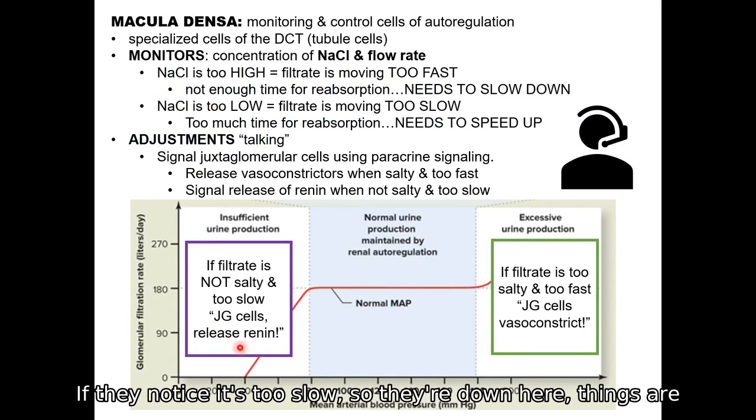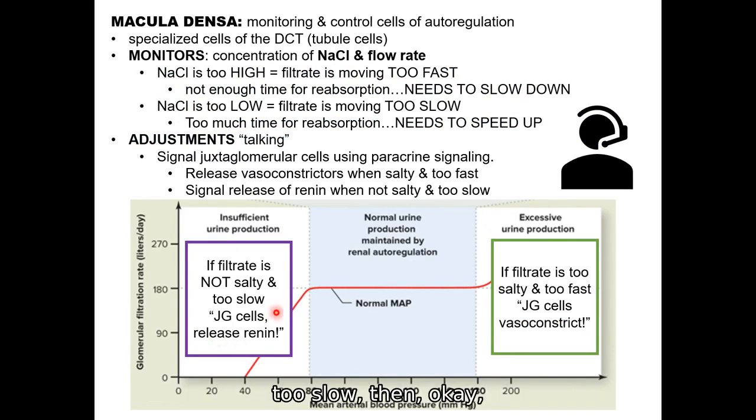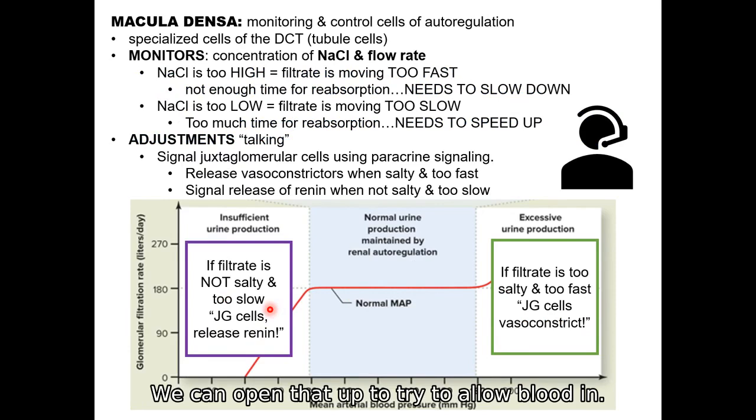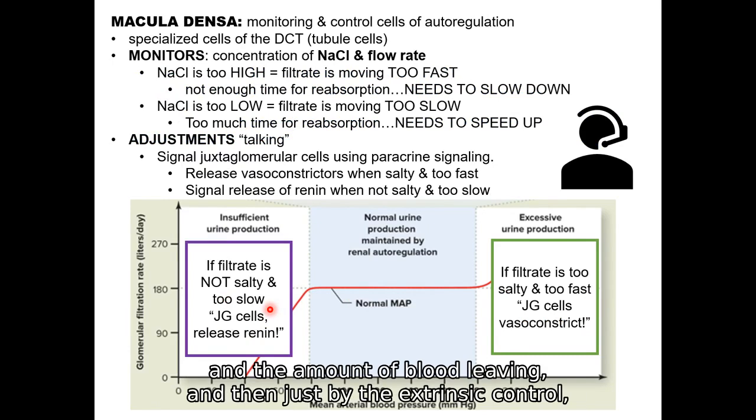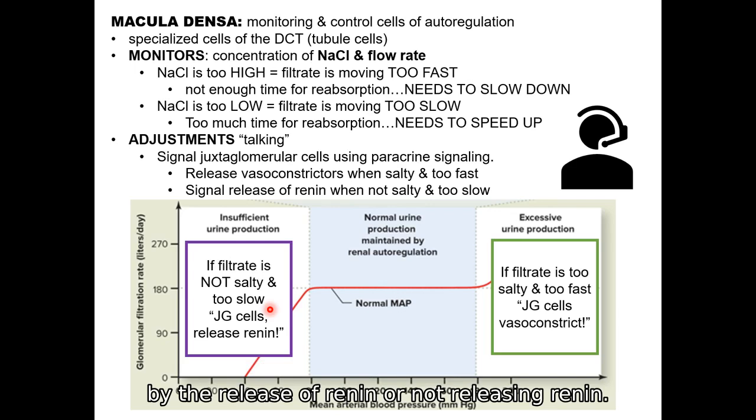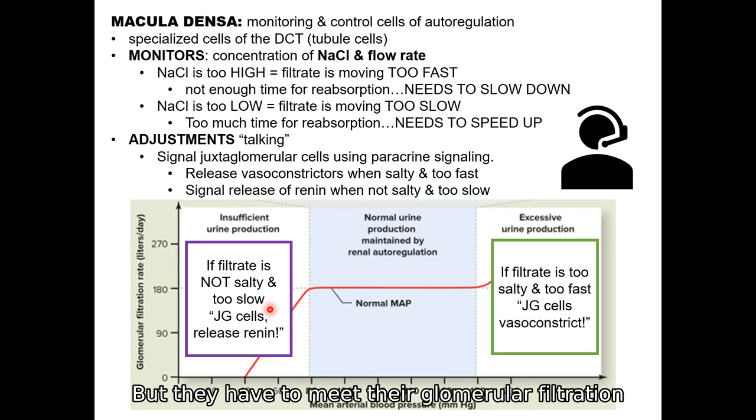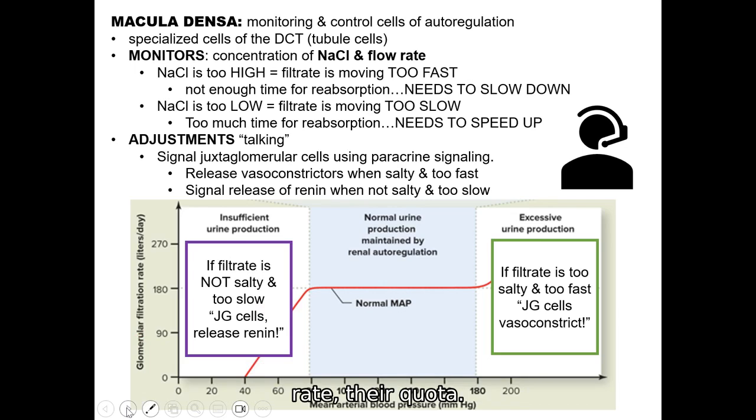If they notice it's too slow, so they're down here, things are too slow, then okay, we can adjust. We can open that up to allow blood in, but also we need more systemic pressure. So that's when they release renin. And we get renin, angiotensin, aldosterone, and that's going to increase blood volume. So just through myogenic control, controlling the amount of blood going into the capillary and the amount of blood leaving, and then that extrinsic control by the release of renin or not releasing renin. Okay, but they have to meet their glomerular filtration rate, their quota.